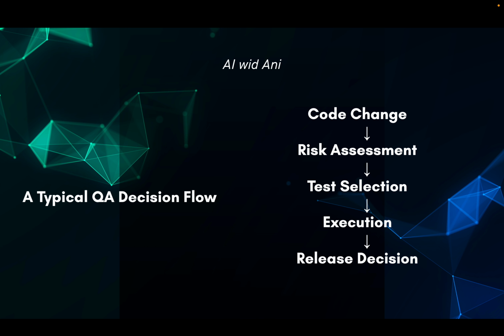Let's start with something familiar. This is a typical QA flow. A code change comes in, we assess risk, we select tests and execute them, and then we make a release decision. This flow exists in almost every team, even if it's never written down.